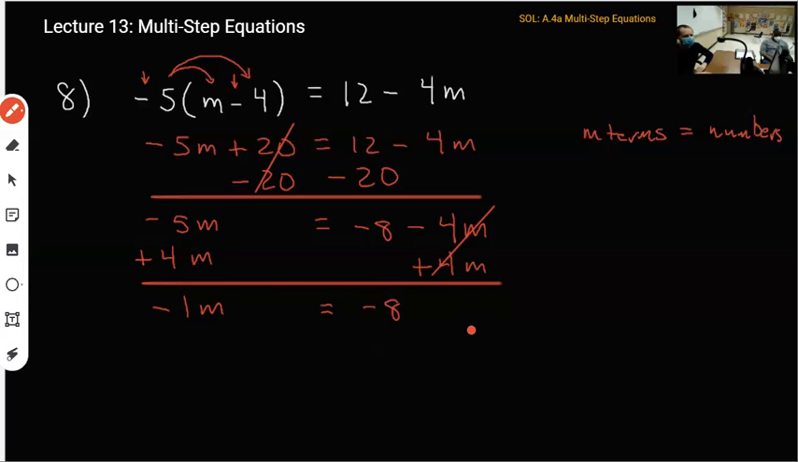The last thing that I have to do is divide both sides by what? -1, right? So when I do that, they cancel out. I get the m by itself, and -8 divided by -1 is +8. So that's going to go inside my solution set, +8.